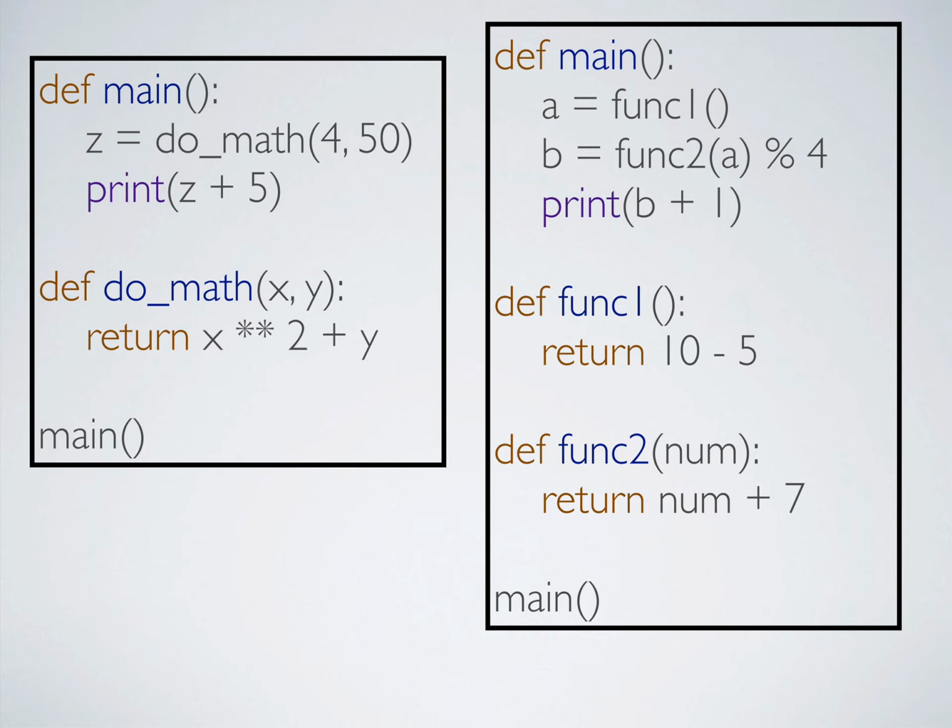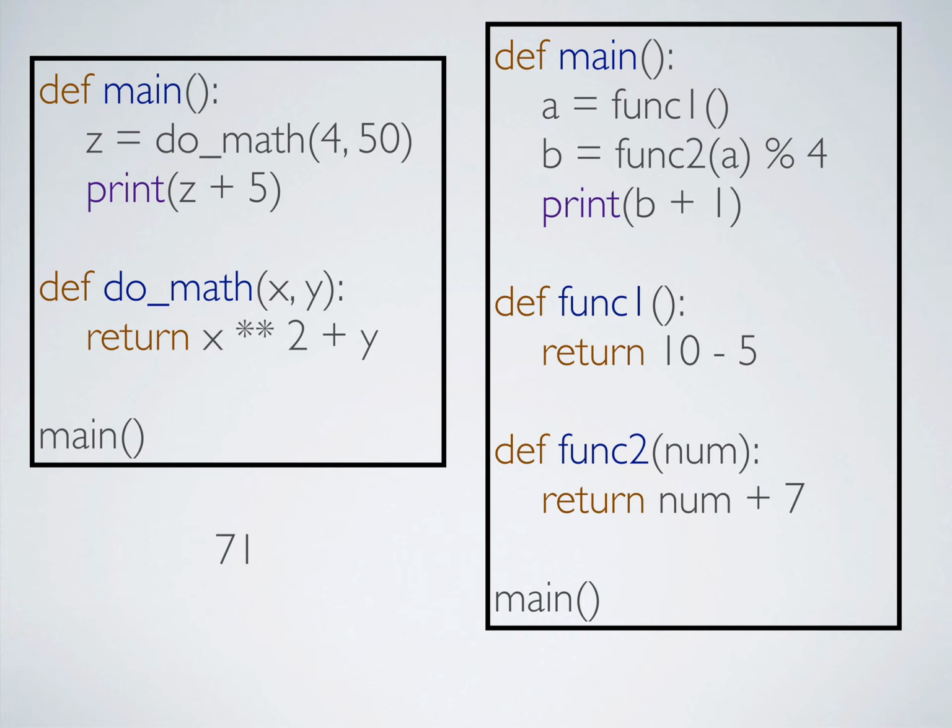Alright, so for the first one here, you should have gotten 71. Let's talk about how you get that 71. In this program, we have two function definitions, main and do math. Then we have a call to main. In main, we have an assignment statement, z equals do math 4, 50. This is a function call with two arguments now, right?